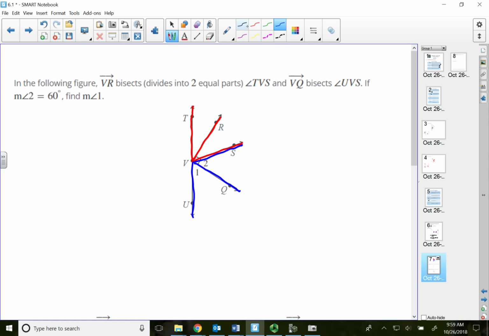All right, so let's say the measure of angle 2 is 60. If this is 60 degrees, find angle 1. Remember, ray VQ bisects UVS. That means this ray in the middle cuts this big blue angle into two halves. So angle 1 has to be 60 degrees as well, because if the ray cuts it into two halves, these two angles are exactly the same. So angle 1 is 60 degrees.